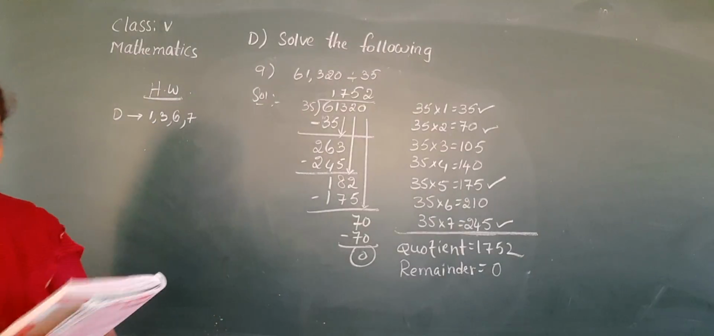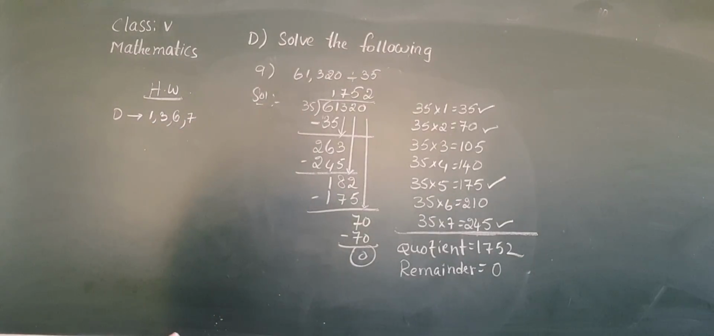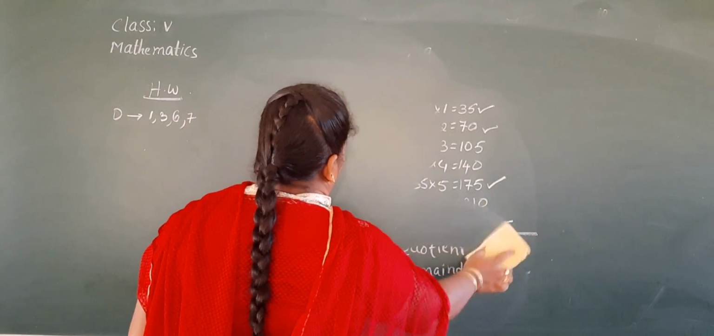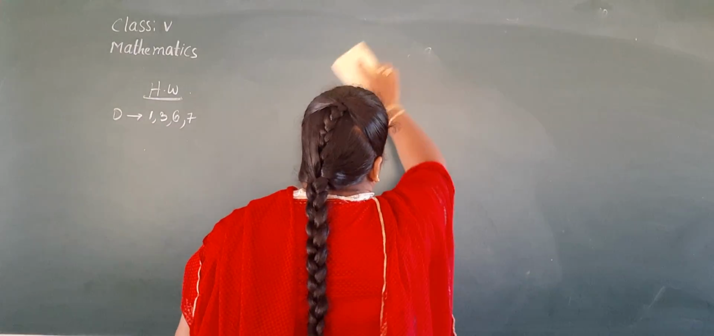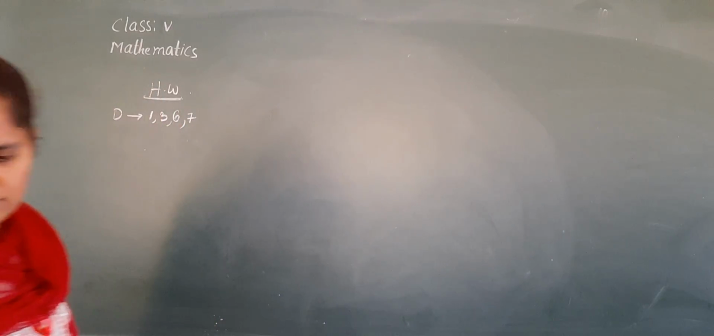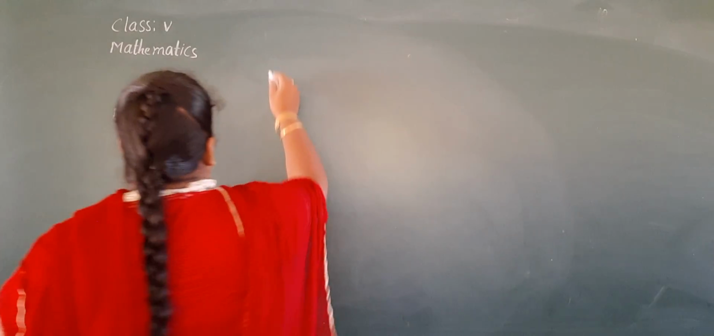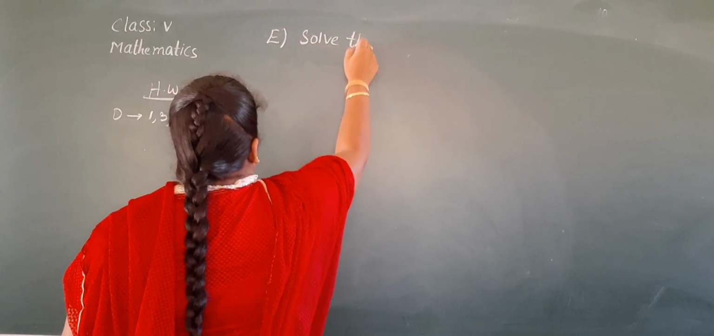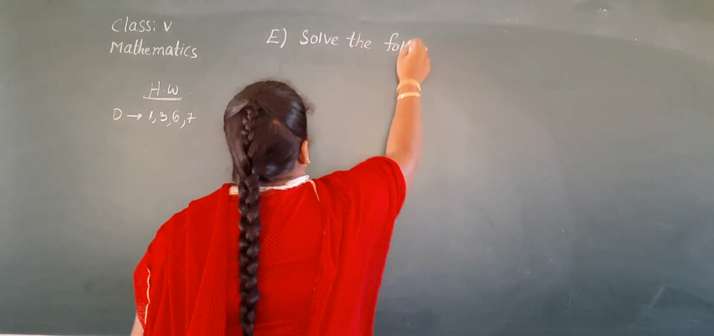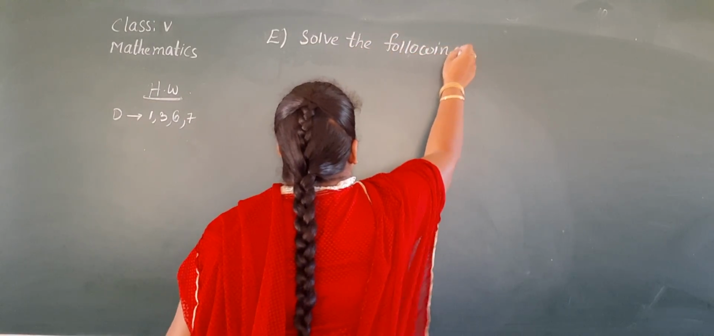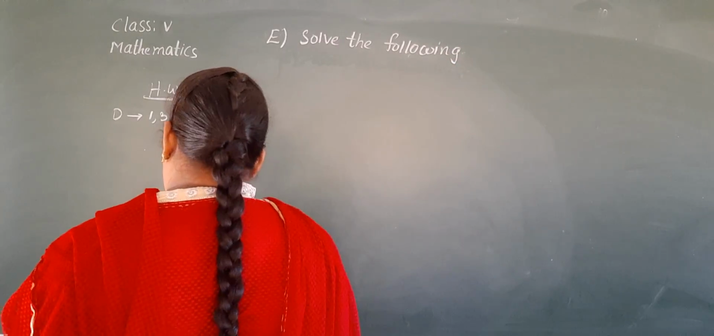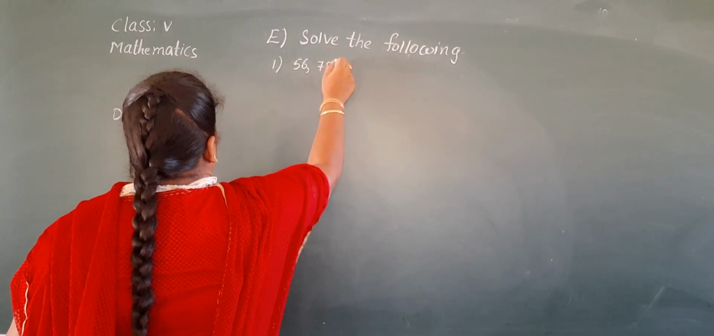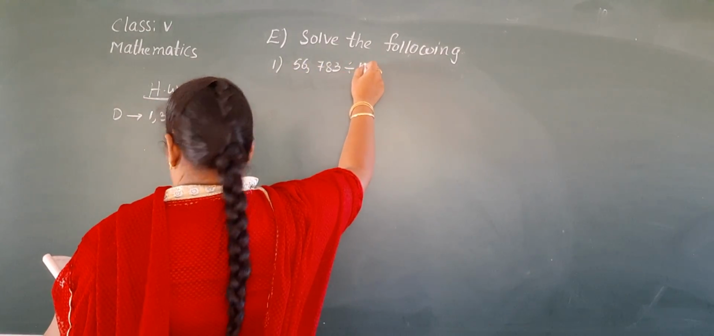Yes, next E problem, Nana. Note down E. Solve the following. First one, 56,783 is divided by 100.